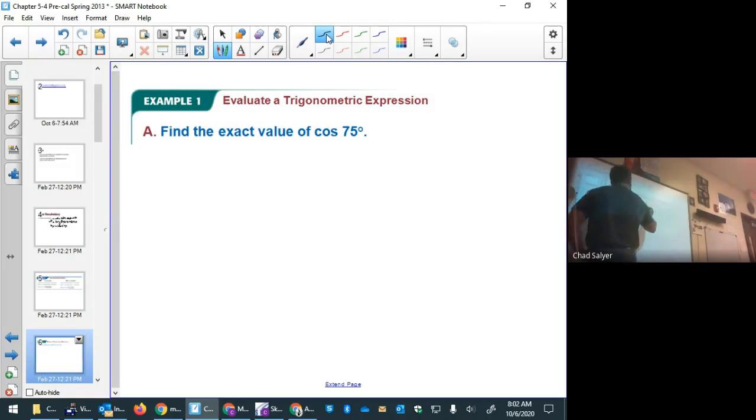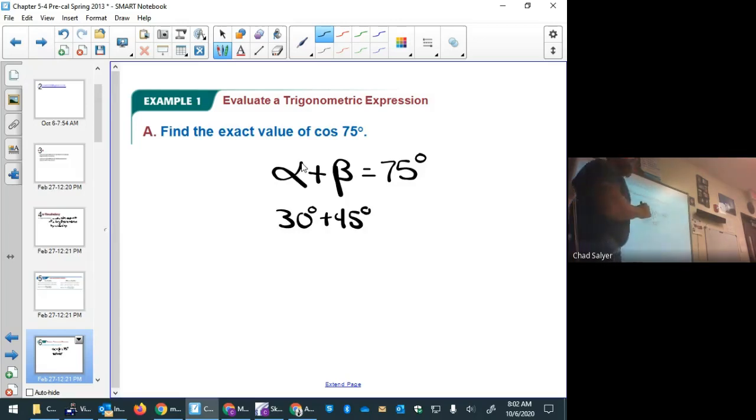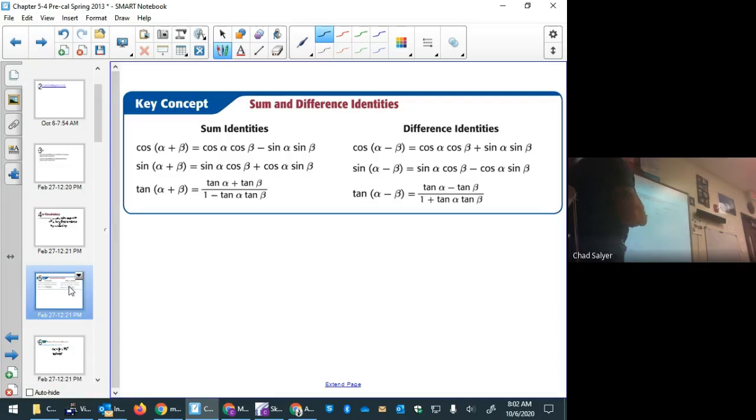So we need to find some alpha plus some beta that equals 75 degrees, where alpha and beta are both on the unit circle. What are two values on the unit circle that add up to 75? 30 and 45. Very good. So you see how alpha should be 30 and beta should be 45. Or you can switch those around, it doesn't matter. So let's apply the cosine sum identity.